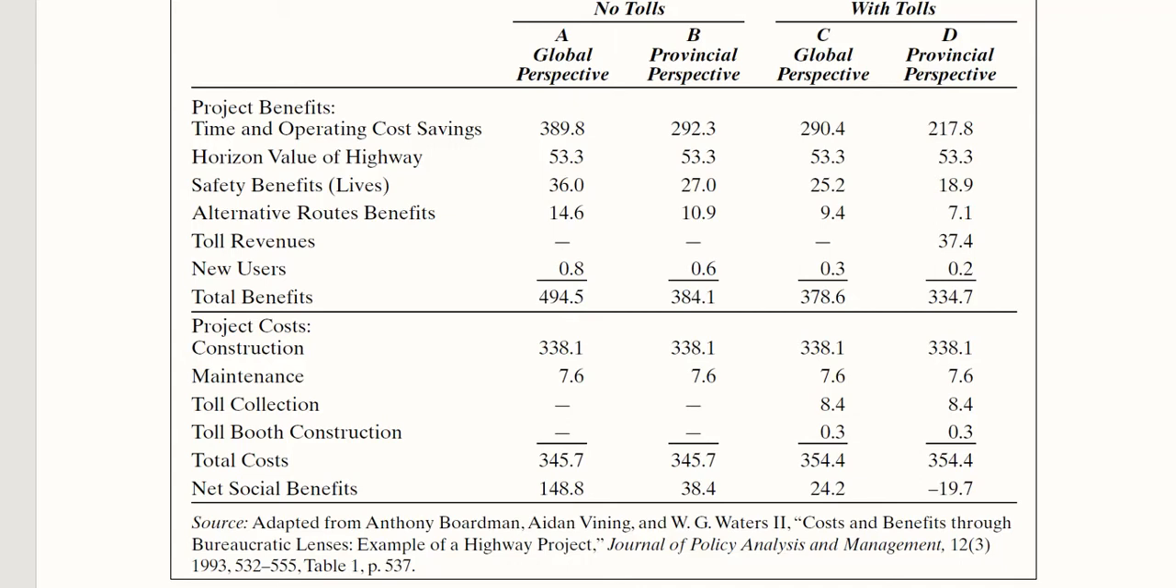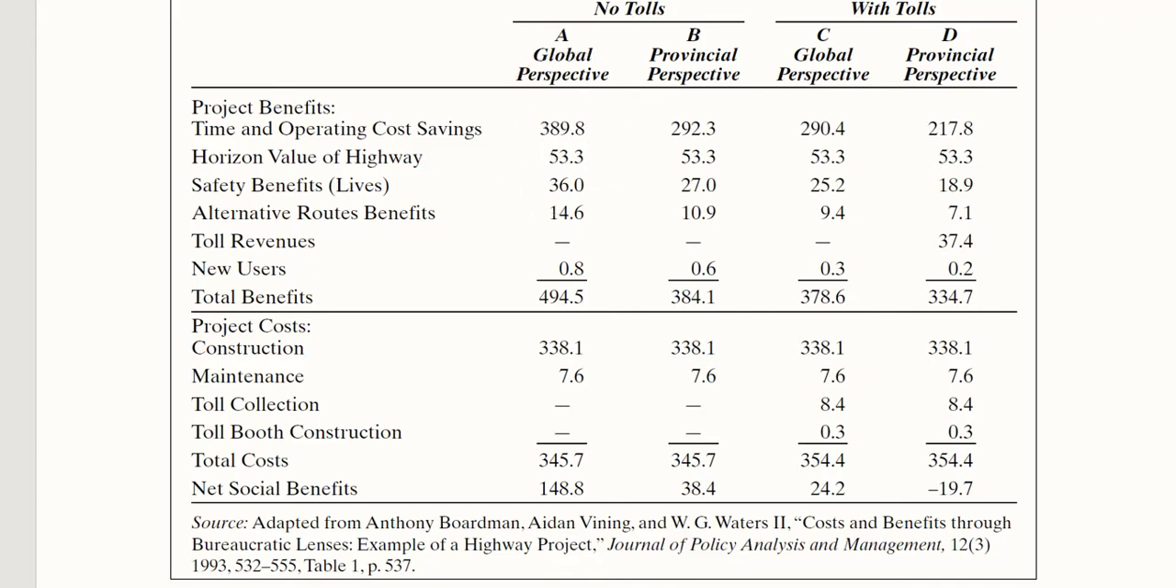Then we have toll revenues. Toll revenues will be accumulated, which becomes another benefit. Benefits of having new users will also be there. So we can collect these values, just a glimpse of how these values are changing across these perspectives and dimensions.